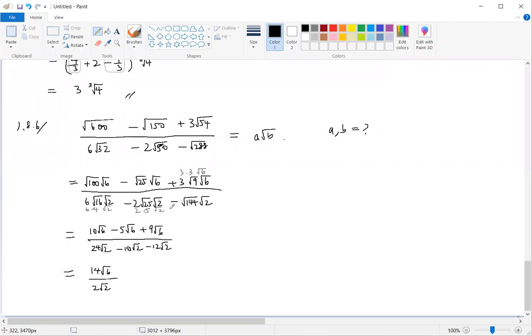And now, of course, we want to simplify this radical by radical, number by number. So number by number, they cancel. That's a 7. Radical is also that, recall root AB equals root A root B. So root 6 over root 2 is just root 3. So this is just 7 root 3. Does it make sense to you? This is the lowest term. Okay, so A equals 7, B equals 3. Okay, take a screenshot or write down quickly.